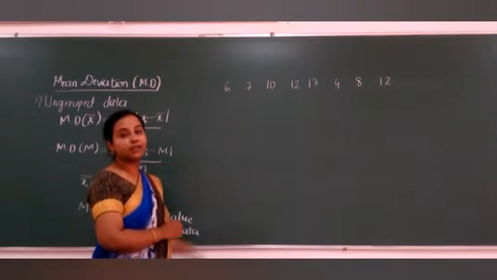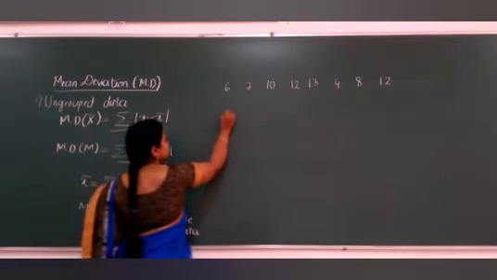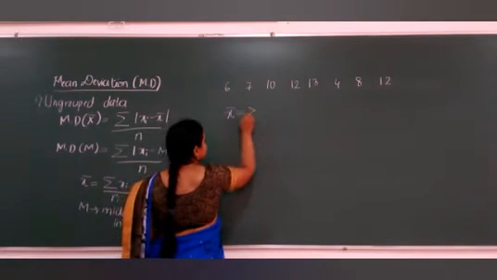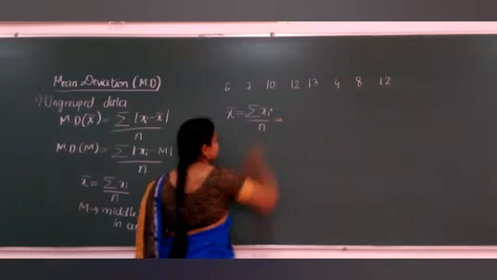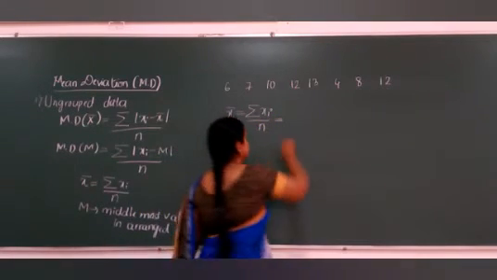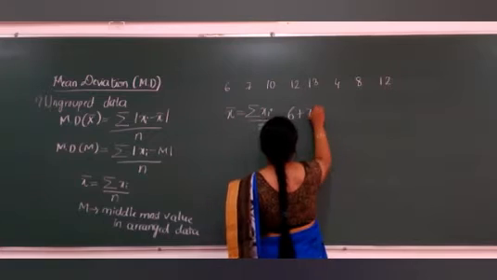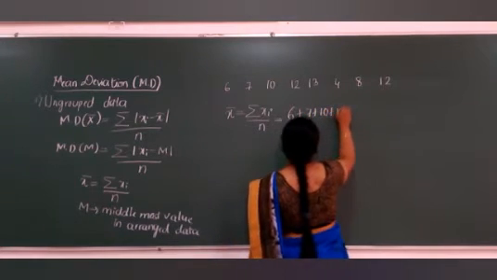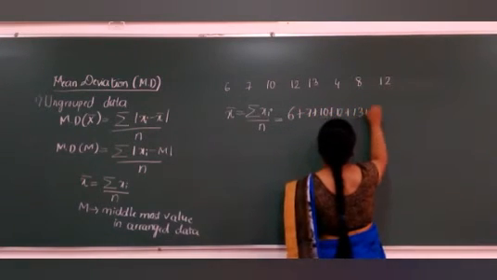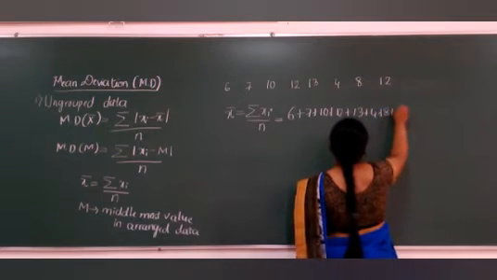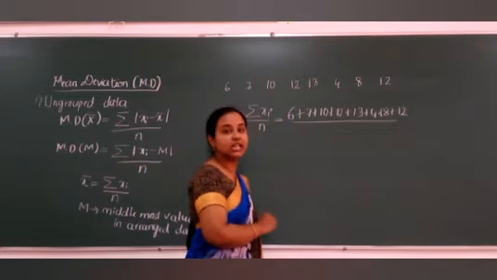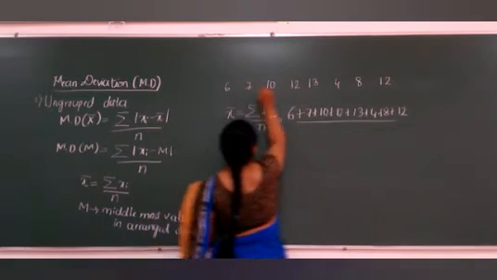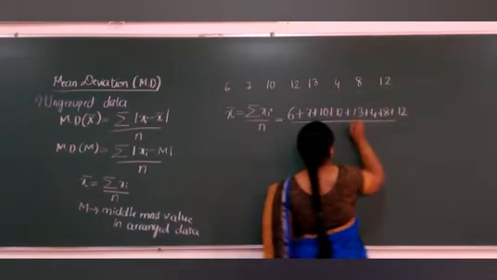Now let us calculate first what? Mean. Mean, we know that it is the sum of all the observations divided by the total number of observations. That is, you need to add all the terms: 6 plus 7 plus 10 plus 12 plus 13 plus 4 plus 8 plus 12, whole divided by, totally how many observations are there? You count them: 1, 2, 3, 4, 5, 6, 7, 8.